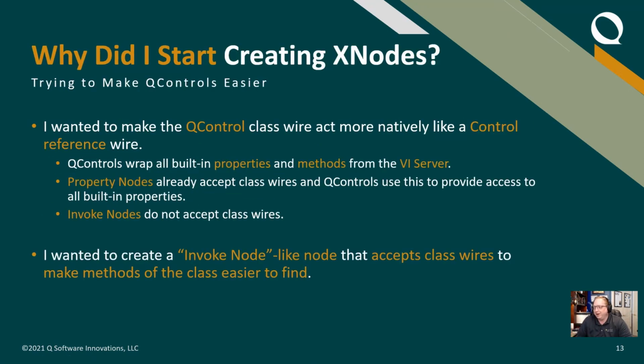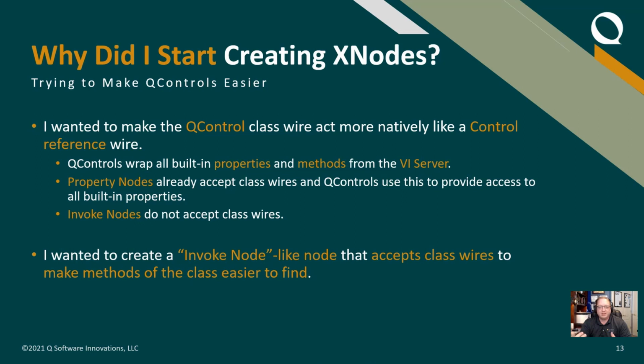So why did I start creating one? Some of you may know I created a toolkit called the QControl toolkit that allows you to create very elaborate UI controls similar to an X control, but without all of the hangups and quirks of an X control. And then it allows you to essentially have a class wire that you can handle all of the manipulation of that control. Well, as many of you know, in LabVIEW classes, you can pass a class wire to a property node and view all of the properties of your class, just natively in the property node.